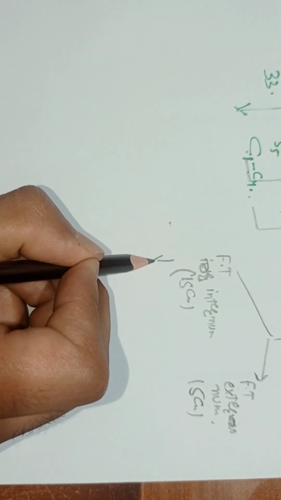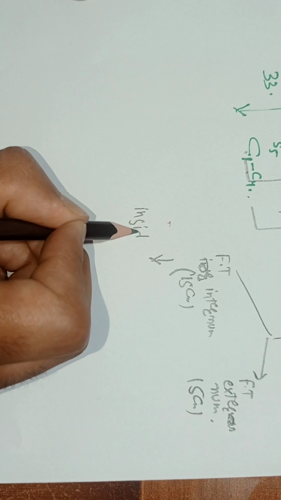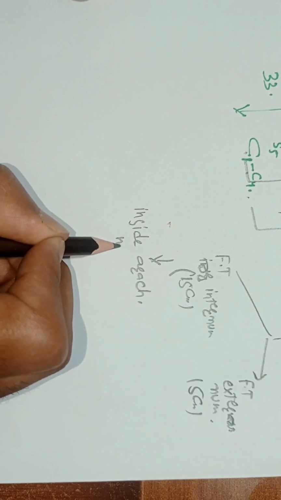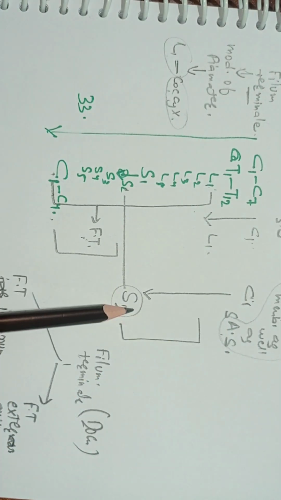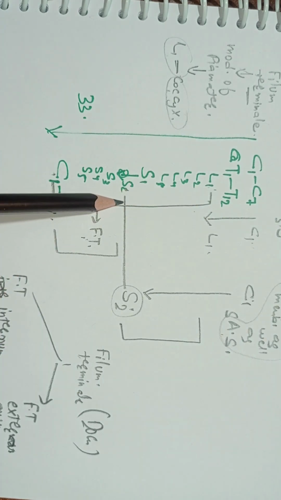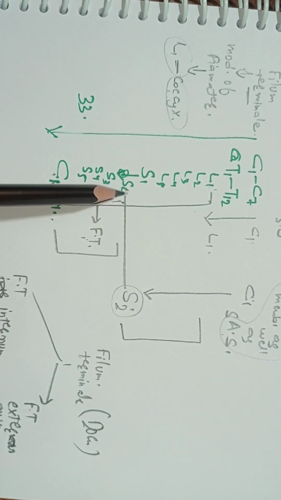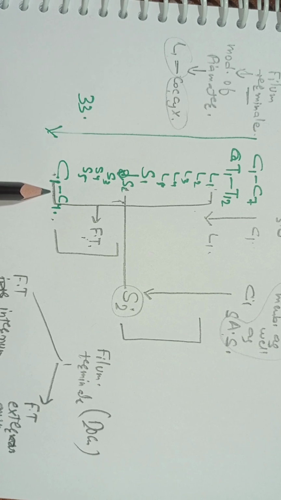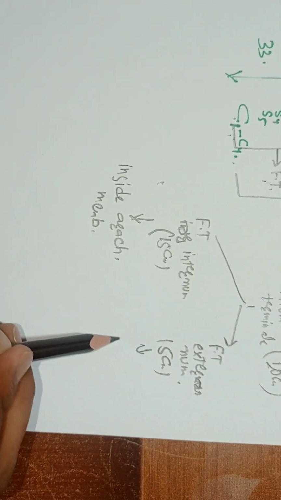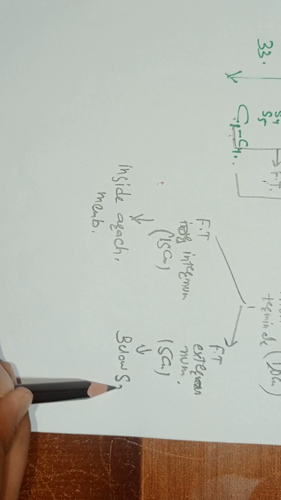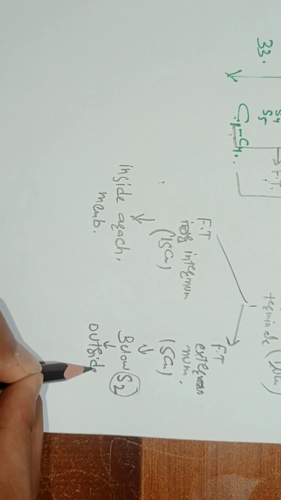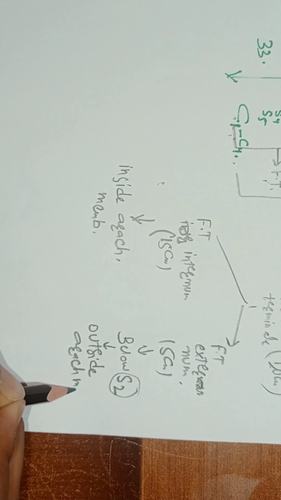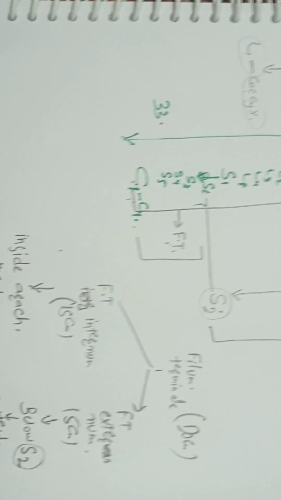So what is filum terminale internum? It is inside the arachnoid membrane. As we know, the arachnoid membrane extends from C1 to S2. The filum terminale from L1 up to S2 is filum terminale internum, inside the arachnoid membrane, and S2 to the coccyx is outside the arachnoid membrane. This is known as filum terminale externum. It is below S2, outside the arachnoid membrane, because the arachnoid membrane ends at S2.